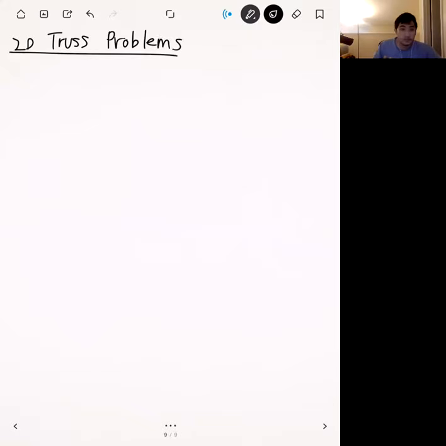All right. And so for 2D truss problems, our process is going to be exactly the same as what we just went over. The only difference is in the element stiffness matrix. But first, let me just talk generally about what truss elements are compared to beams.